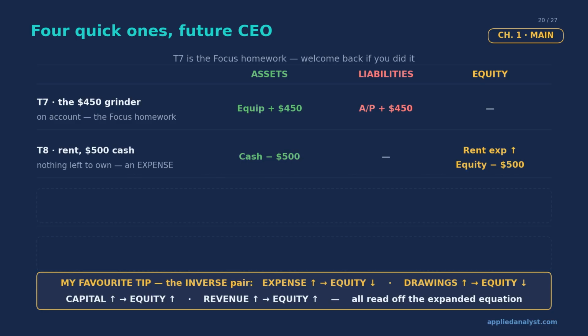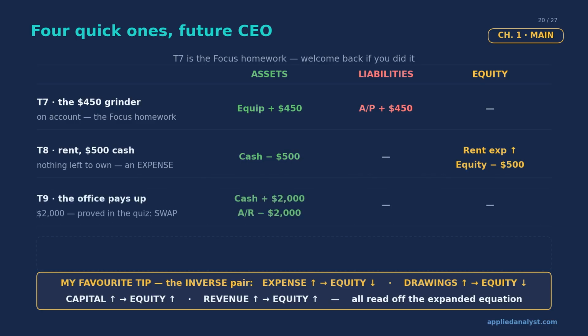And here comes my favorite tip in all of accounting. The expense account itself goes up. Rent expense, up $500. But expenses sit inside equity with a minus sign. They are inversely related. So as the expense rises, your equity falls. Expense up, equity down. Revenue up, equity up. One pattern reads straight off the expanded equation.